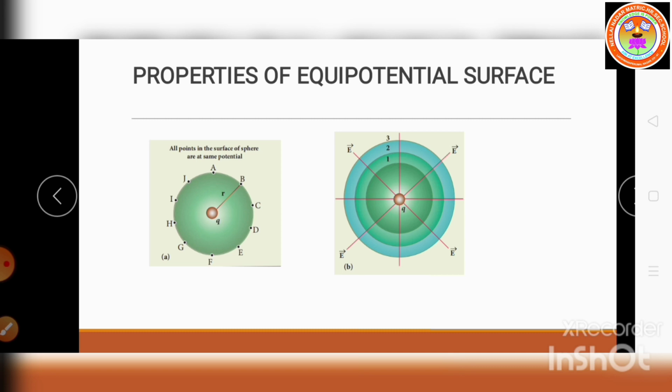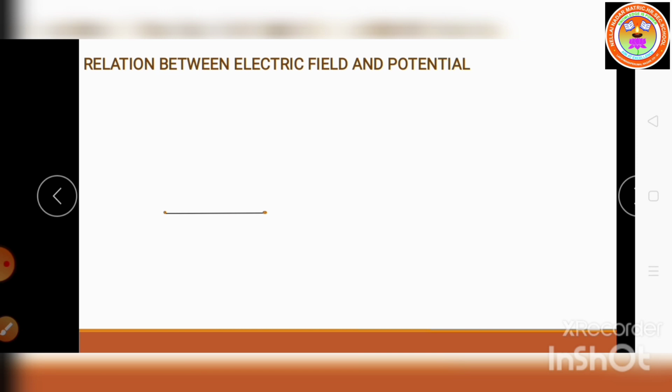But what concept are we considering? For the same surface, we consider the work done to be equal to 0. So this concept does not hold, and this is a contradiction. So we can say that the electric field must always be normal to an equipotential surface. Understand?